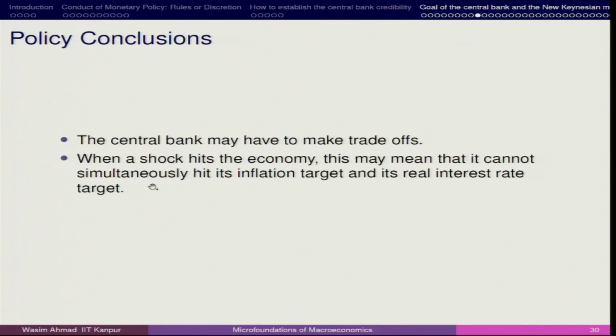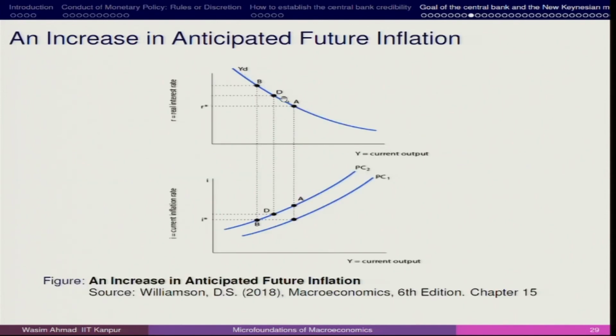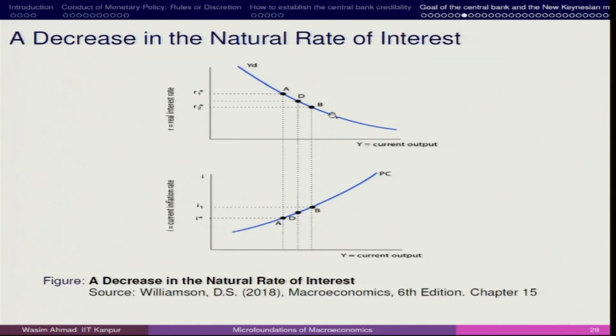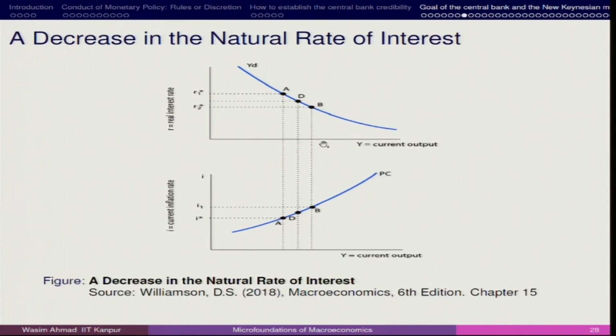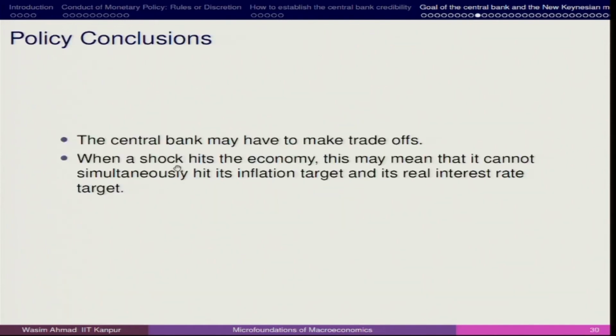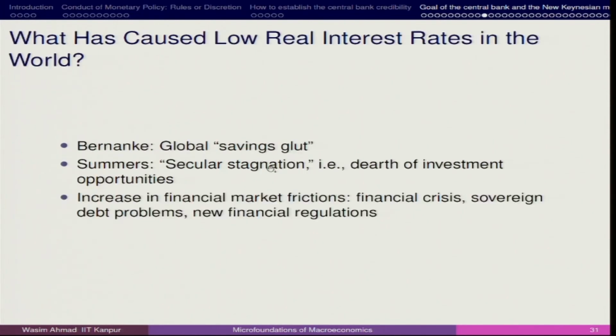So, how do they make it? The conclusion is that central banks may have to make trade-offs, which we are mentioning between A to B, and here also point D, and this is the point at which the central bank should come and meet. When a shock hits the economy, this may mean that it cannot simultaneously hit the inflation target and the real interest rate target. So, this is how they try to understand.